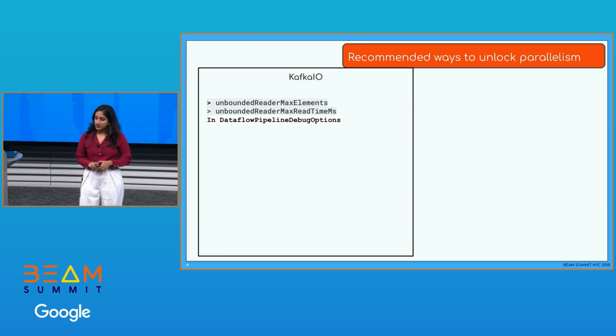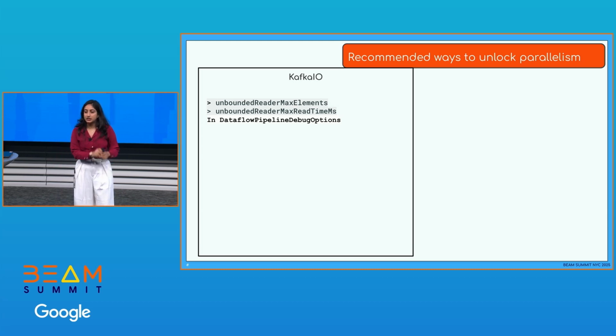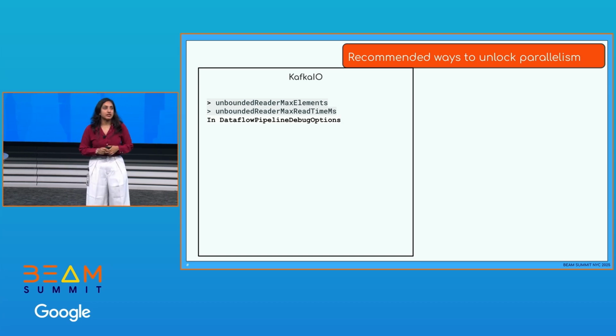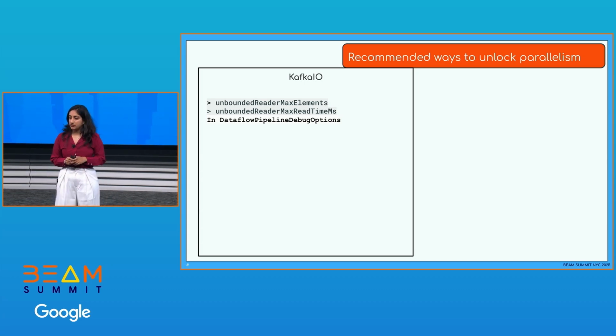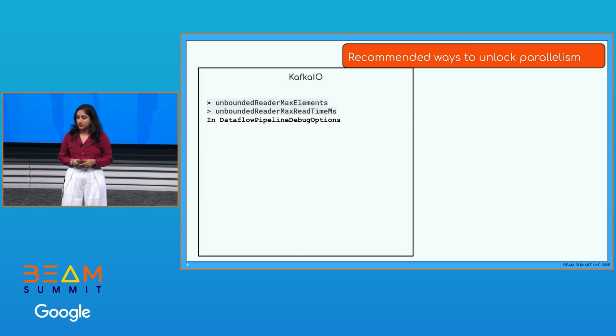The first 2 parameters, unbounded reader max elements and unbounded reader max read time milliseconds, determine the bundle size. In Dataflow, records are processed in bundles. Increasing the values for these 2 parameters will create larger bundles. This is better for performance, but may slightly increase latency. These values can be set in the Dataflow pipeline options. The default values are 10,000 and 10 seconds each. Users can begin with a much larger value, say 100,000, and modify it based on how the job is doing.